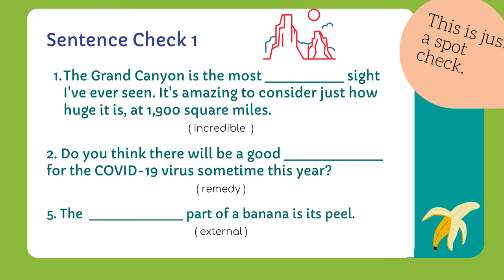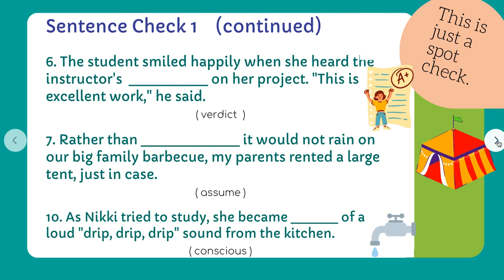Now I'm skipping ahead to number five. The something part of a banana is its peel. Well, that's the external part. It's the outer part. Number six. The student smiled happily when she heard the instructor's something on her project. This is excellent work, he said. Okay, well, the instructor is making an important assessment or judgment, a decision about the project. It's his verdict, right?